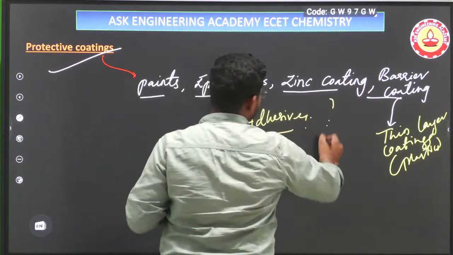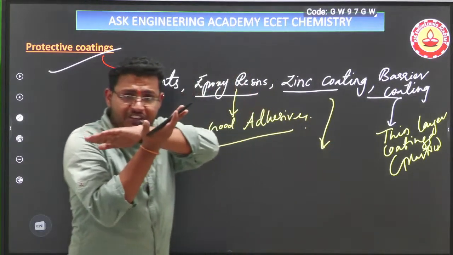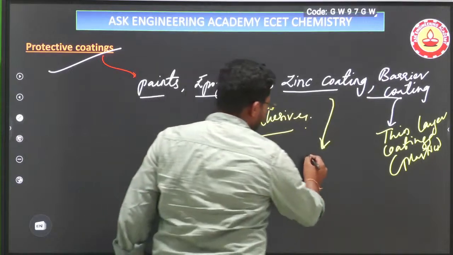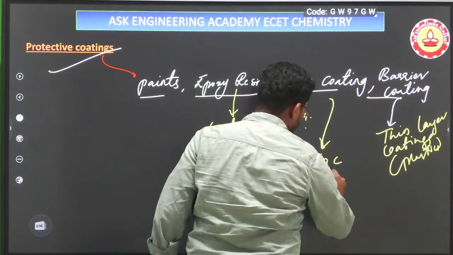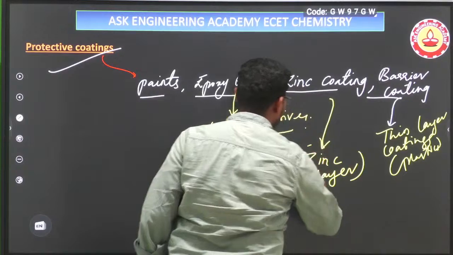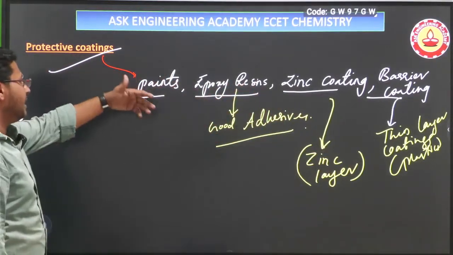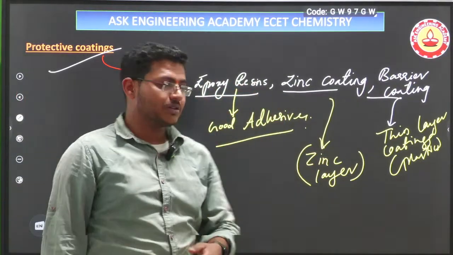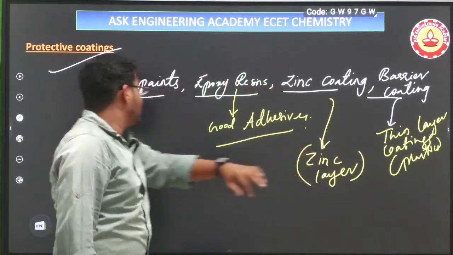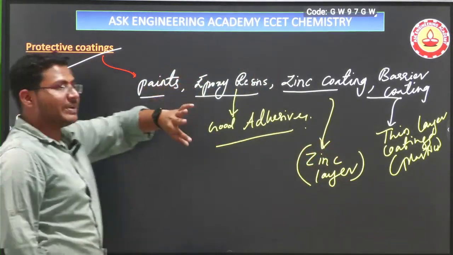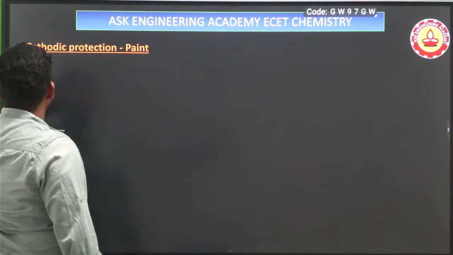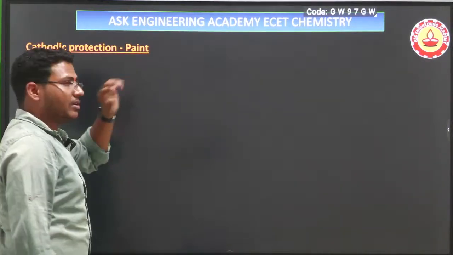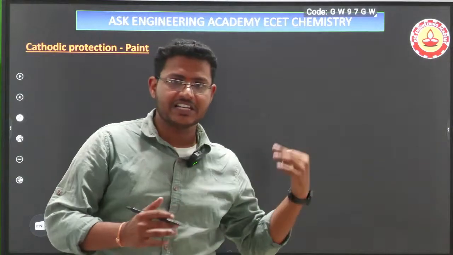Zinc coating is simple. Coating of the metal surface with a zinc layer is called zinc coating. With the help of zinc coating, corrosion can be reduced because it also acts as a barrier. Now paints are studied under a special category. Now we are moving on to cathodic protection and paint. Along with cathodic protection and paint, I will explain now.